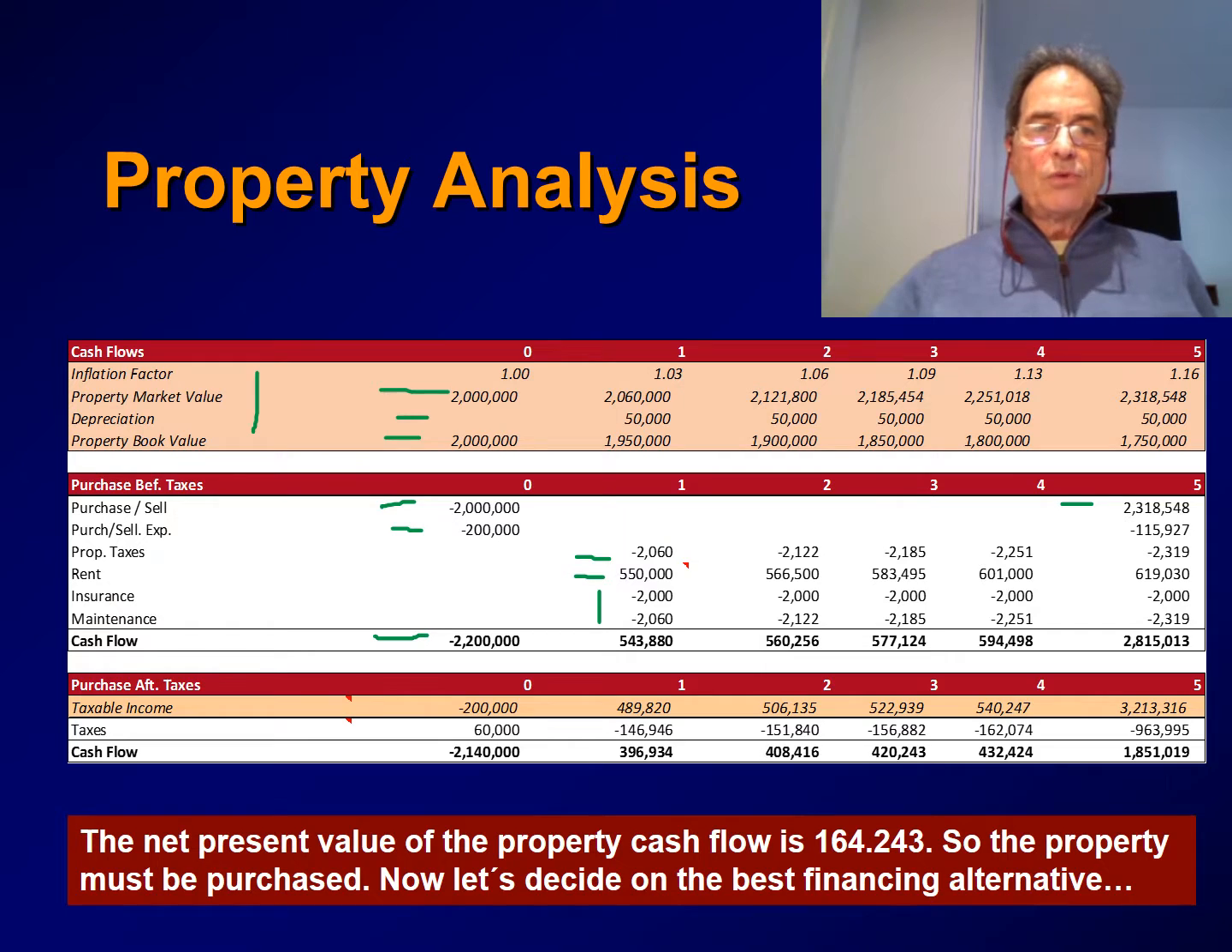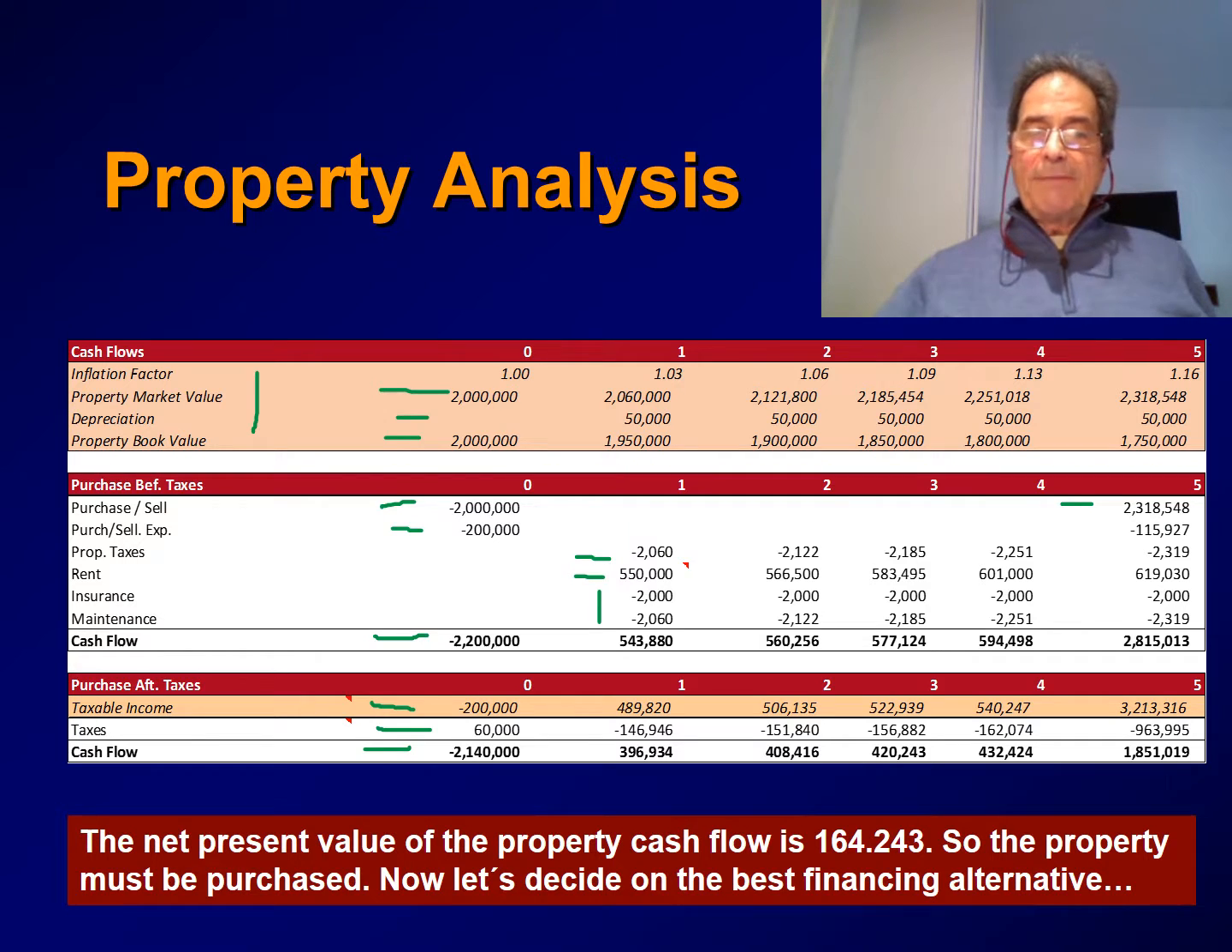Well, the next step is to calculate the taxable income and to apply the corporate tax rate to that taxable income. Finally, we add these taxes to the previous cash flow to obtain the cash flow of purchasing the property after taxes. So we obtain a negative cash flow of 2.14 million in year zero, and then 396,934 in year one, 408,416 in year two, etc.